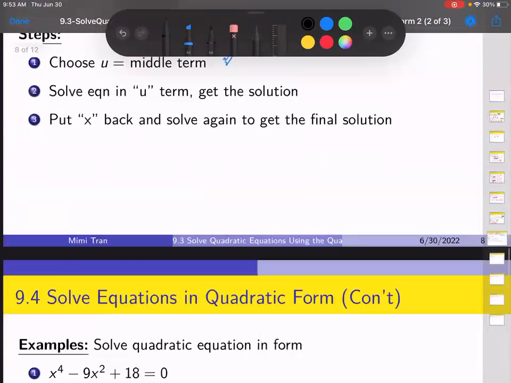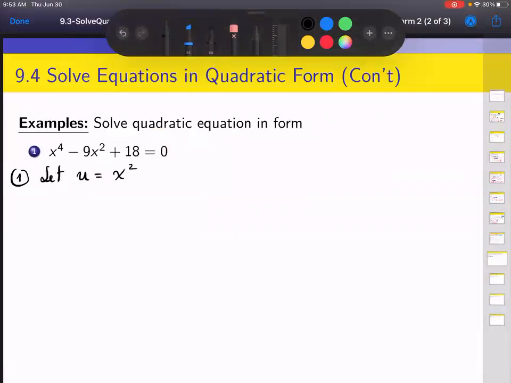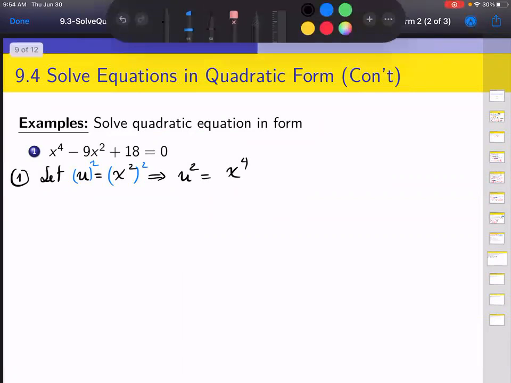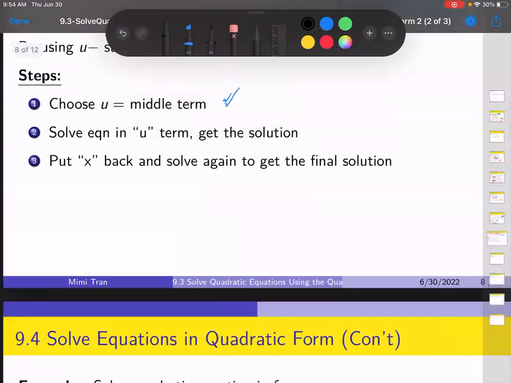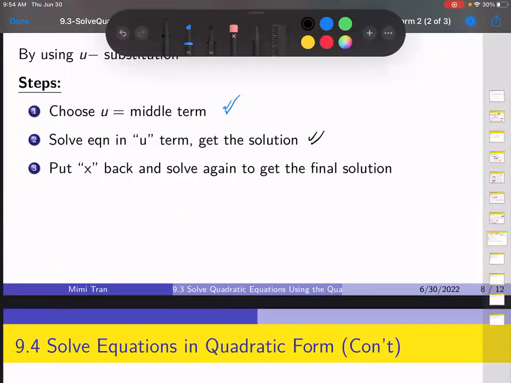Solve the equation in terms of u. So that implies what? If I square both sides, what happens? Then I have u squared equal x to the 4. Now I'm going to write everything in terms of u instead of x, right? So that's the second step: solve the equation in terms of u.